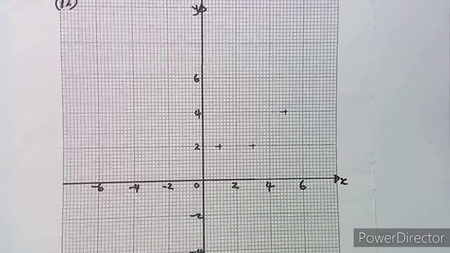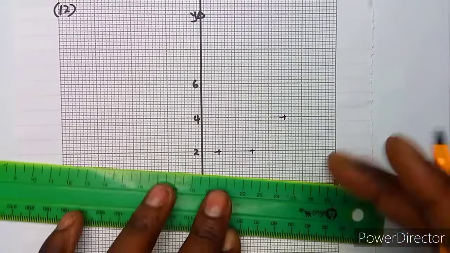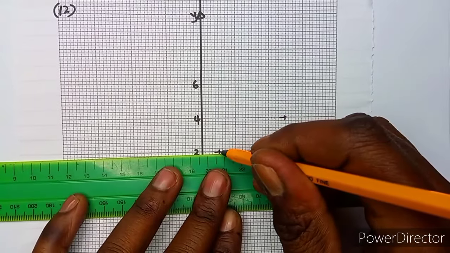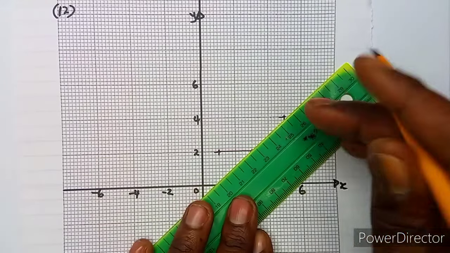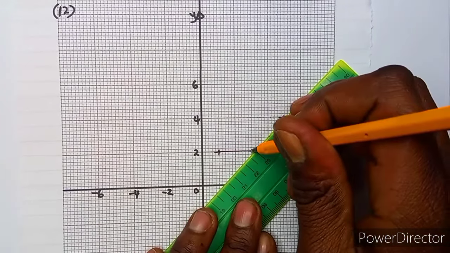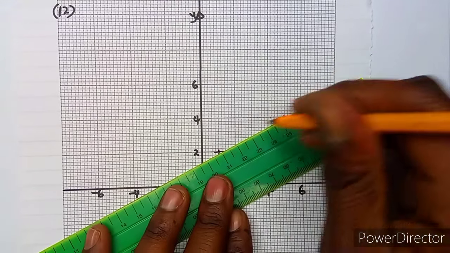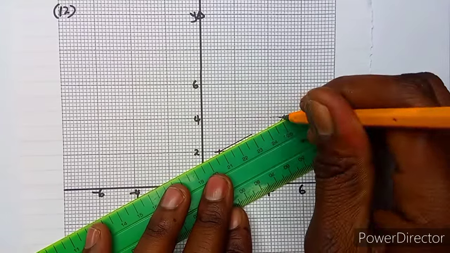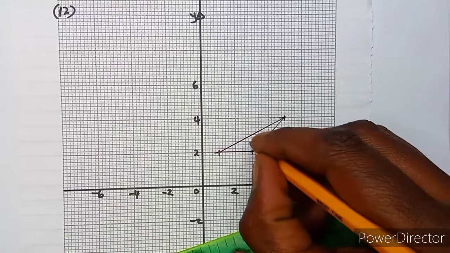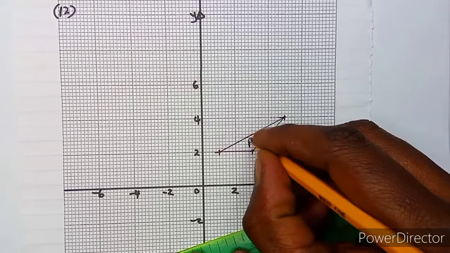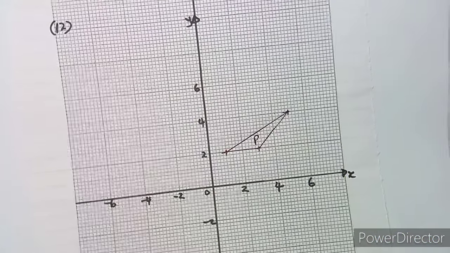Take note, this is just triangle P. It's not triangle ABC. Don't write it as ABC. Just write the way it is given. Don't give it another name to say now this is triangle ABC or triangle PQR. No. This is just triangle P like this. All right. That's our triangle P.